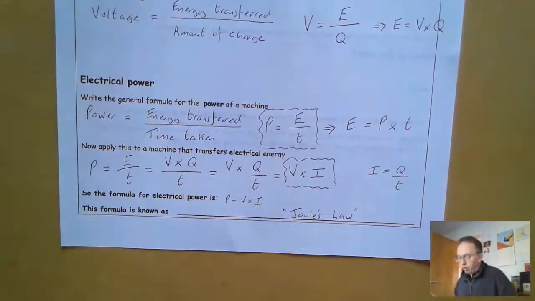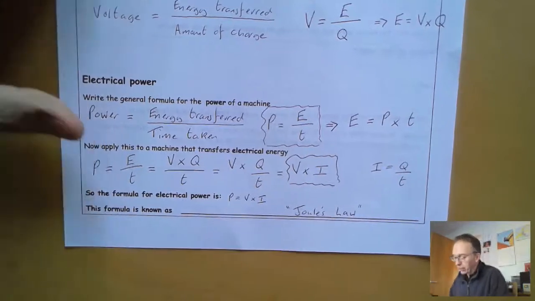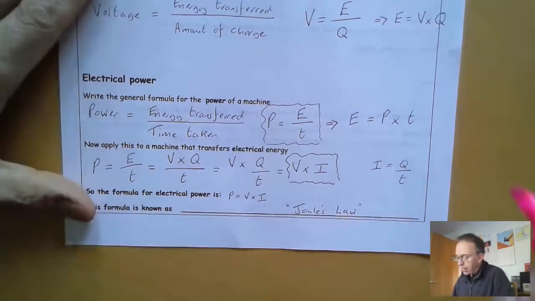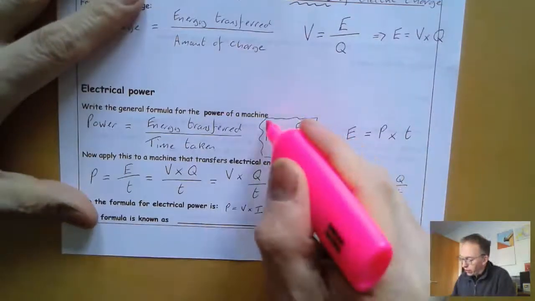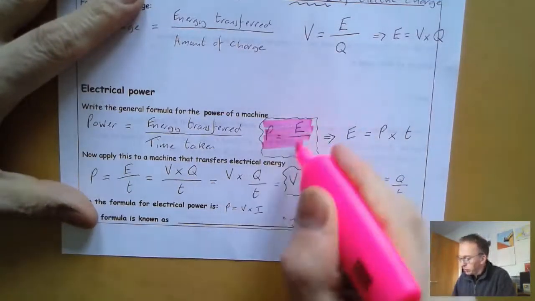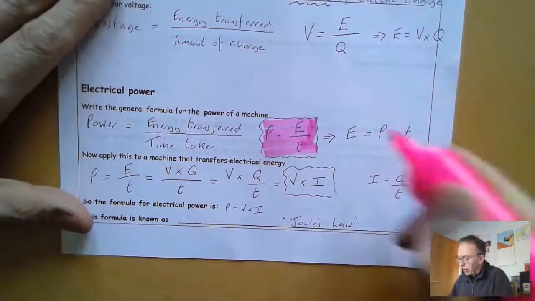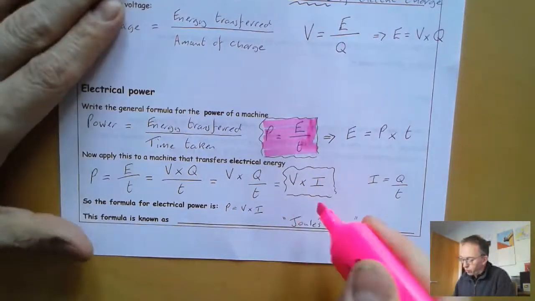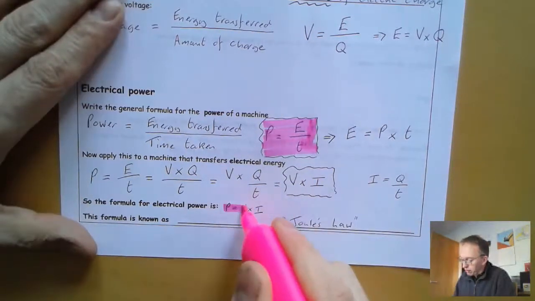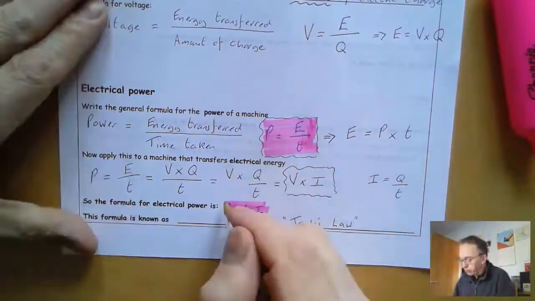Okay, now if all of that is a bit much, don't panic. The takeaway out of that is just this. We need to know that power is equal to energy divided by time, and therefore energy is equal to power times time. We also need to know that electrical power is voltage times current.